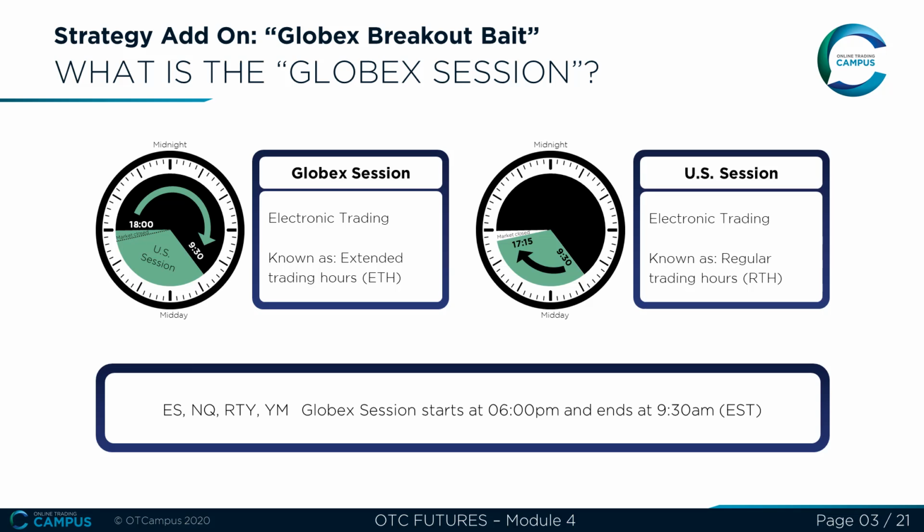Some more detailed information about the GLOBEX session: as you've already known, it's electronic trading. It's also known as the extended trading hours or overnight session. But some more specific things you want to know is, for the S&P, Nasdaq, Russell and Dow Jones, the GLOBEX or overnight session begins at 6 p.m. Standard Eastern Time and ends at 9:30 a.m. Standard Eastern Time.